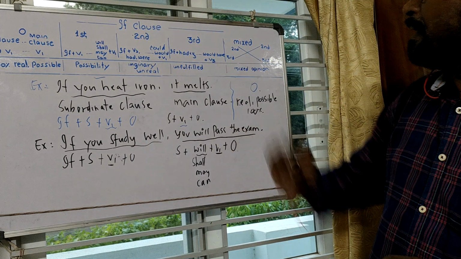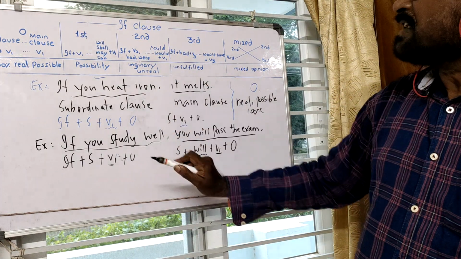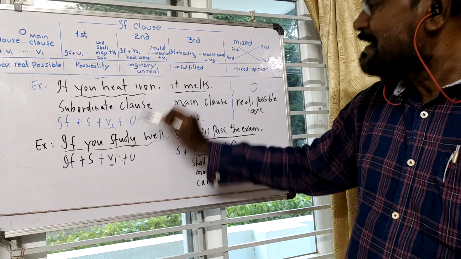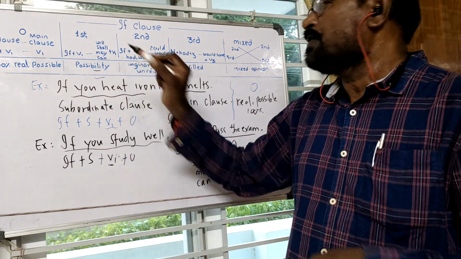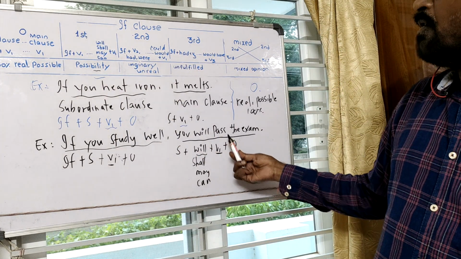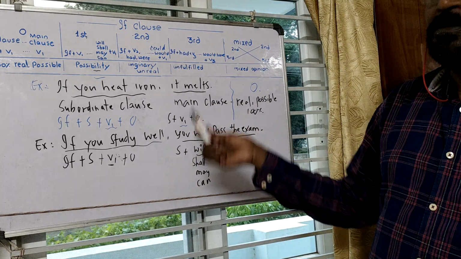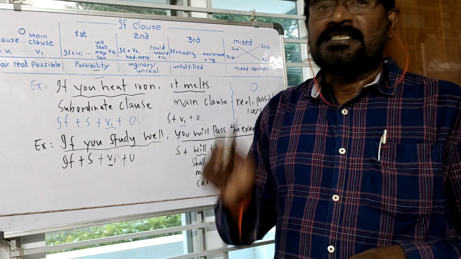It is the first condition, and we use this condition for the possible issues. We get here possibility. There will be possibility. So for the possible issues, for the possible purposes, we utilize the if clause.